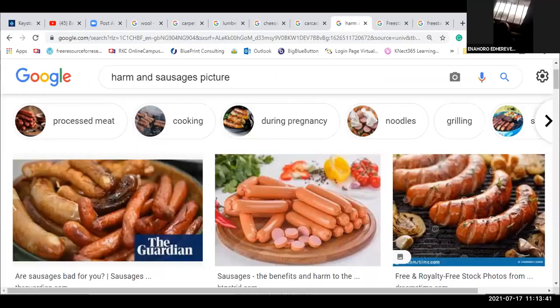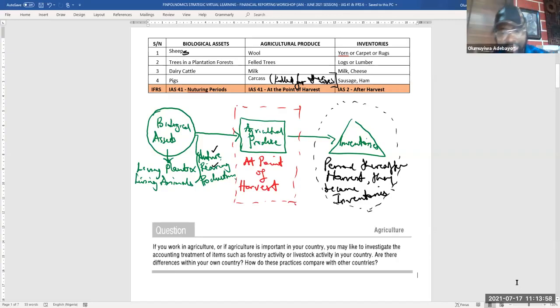I think there will always be differences, though I don't have much idea, because it all depends on the knowledge of those who prepare the accounts, the knowledge about this IAS 41. Okay, let's look at the Nigerian perspective now. Let's forget about other countries. Let's look at Nigeria. What is our perspective on accounting for this?